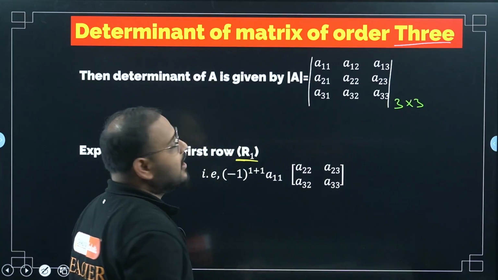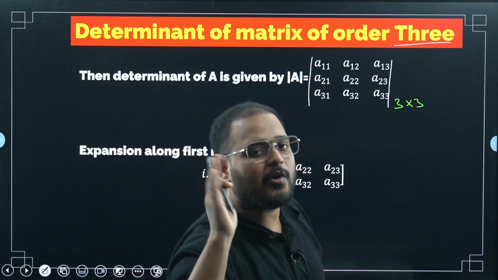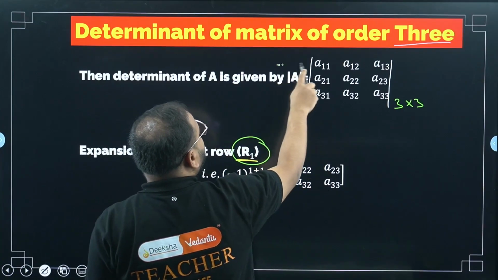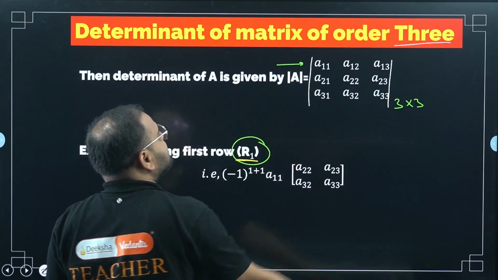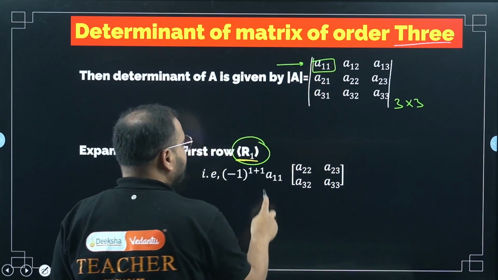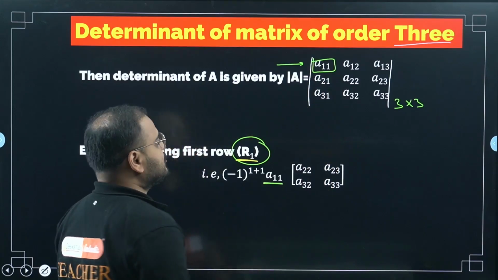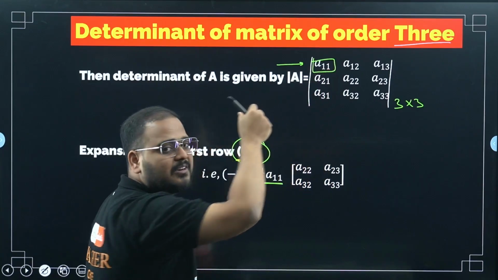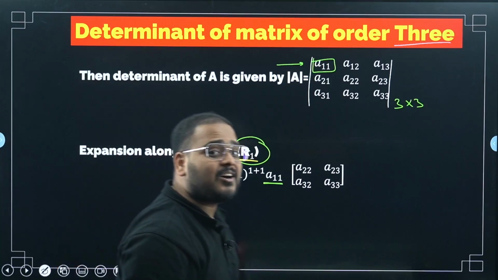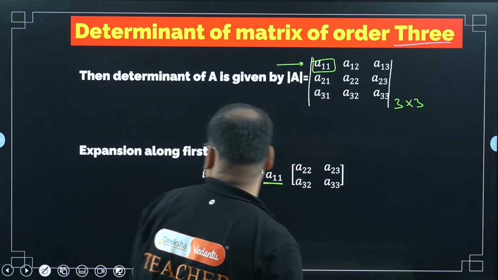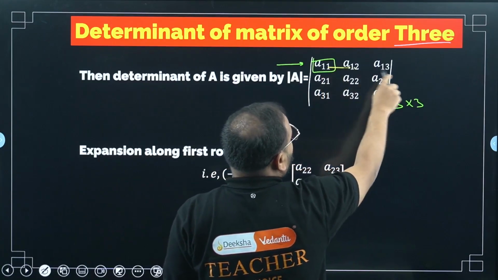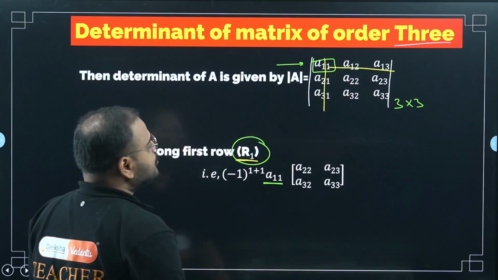Now, as I said, I can find it along any one row or any one column. So what is my first condition? Row 1. If I'm taking only row 1, the first element is A11. So see here very carefully, A11 is written here. Whichever row you're taking, take the first element, keep it here, and then do not consider the row and column where this element is contained. This element is present in row 1 and column 1.